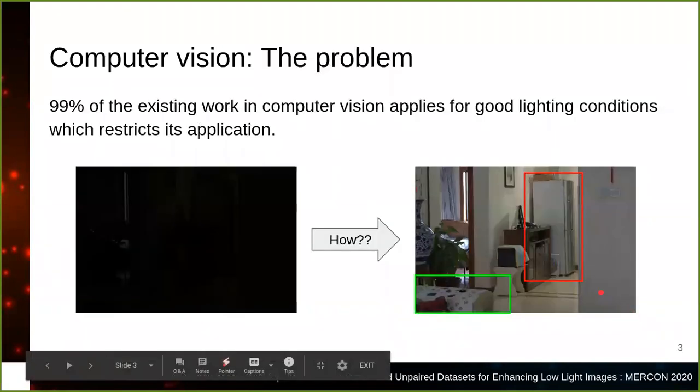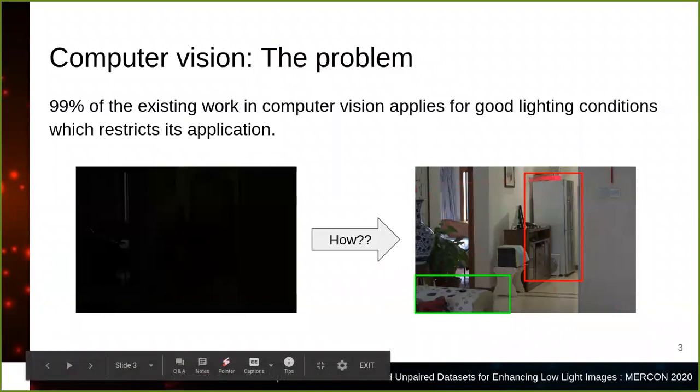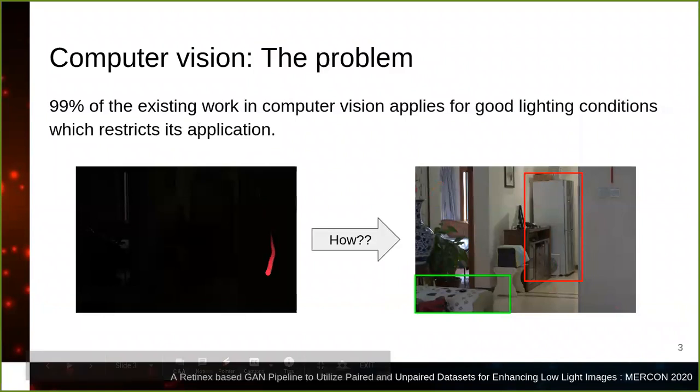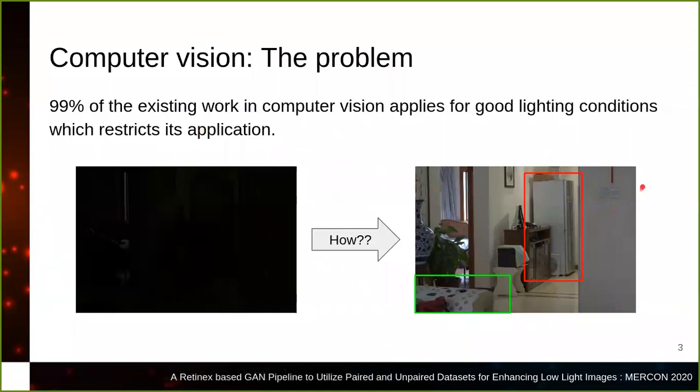But the issue is most of these algorithms, like 99% of these 2000 papers and all the products, work only on well-lit images when the lighting condition is really good. But when it's dark, like the image on the left, it's very difficult to get any of these things done. So our work tries to solve this problem.